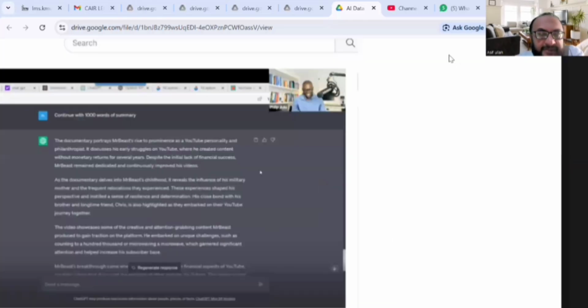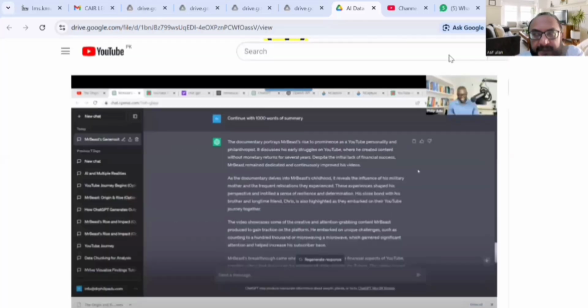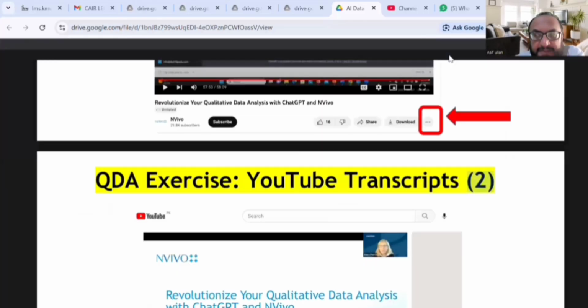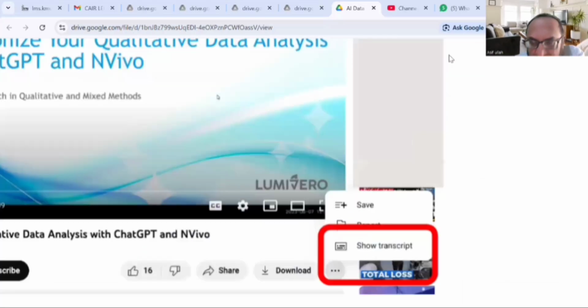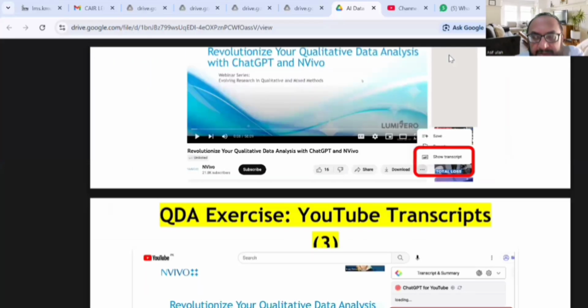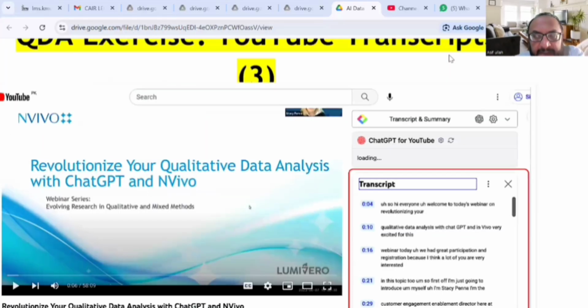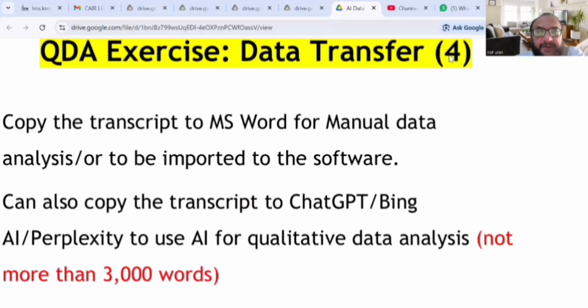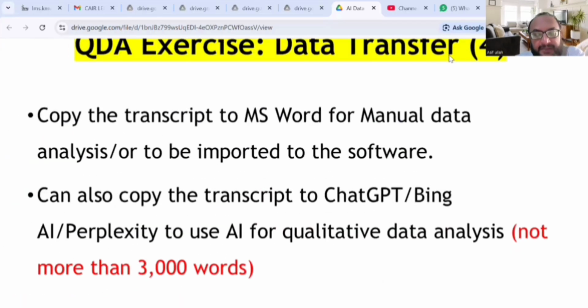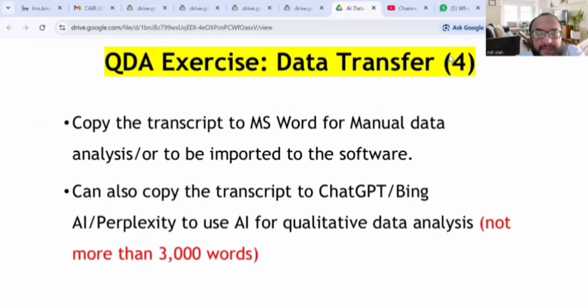QDA exercise, YouTube transcripts are here. You can see there is a transcription of all the videos where you can access the transcripts. YouTube can give you the transcript here in this tab as shown, and then you can take your transcript and copy it to MS Word for manual data analysis or to import it to the software. You can also copy it to ChatGPT or Bing AI or Perplexity to use AI for qualitative data analysis, but not more than 3,000 words.